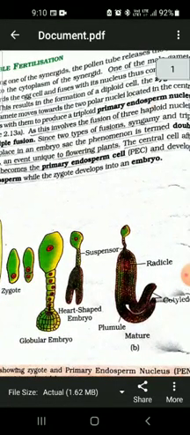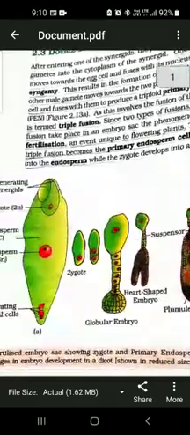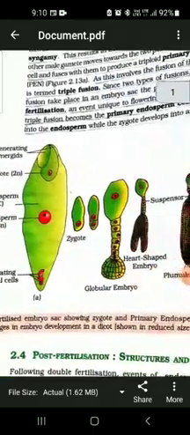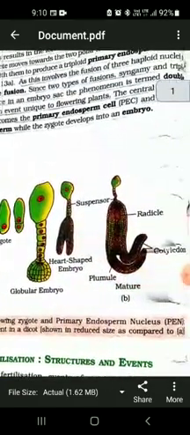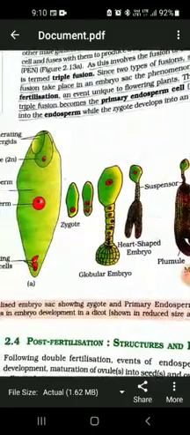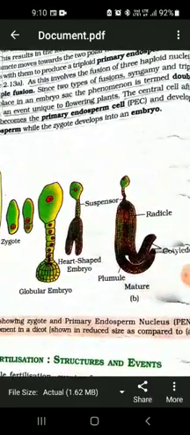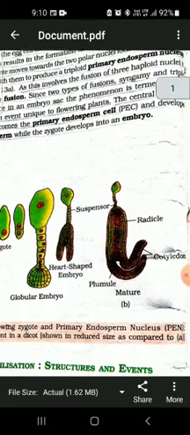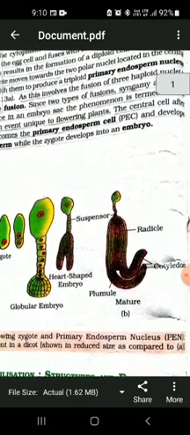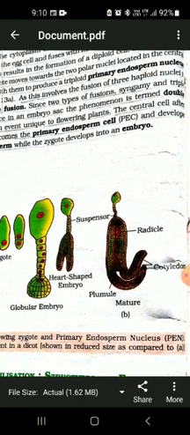Here in diagram 2.13, you can see the development of the embryo after fertilization. This is the example shown in the dicot plant and the development of dicot embryo.